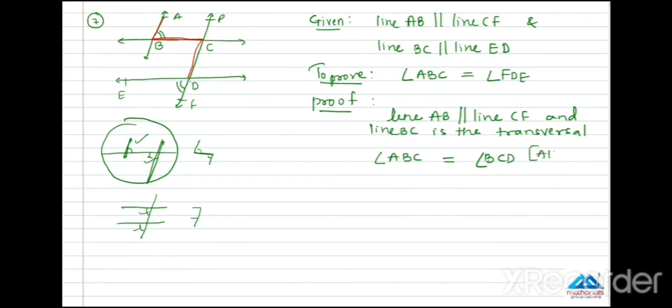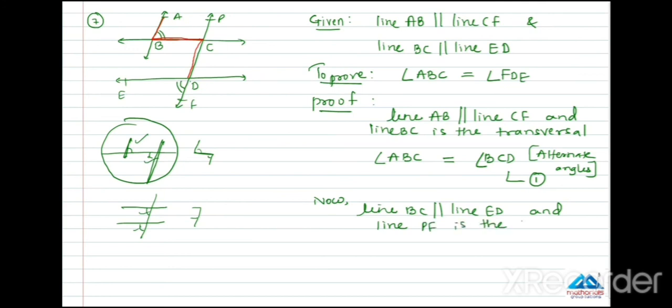Hope you people can understood till over here. Alternate angles. हमने एक एंगल को प्रूव किया. नाउ कम टू द आवर सेकेंड एंगल, गिव एज अ 1. नाउ सेकेंड वन, line BC parallel to line ED, we will take line BC parallel to line ED and PF is their transversal. We will take BC parallel to ED and PF is the transversal.